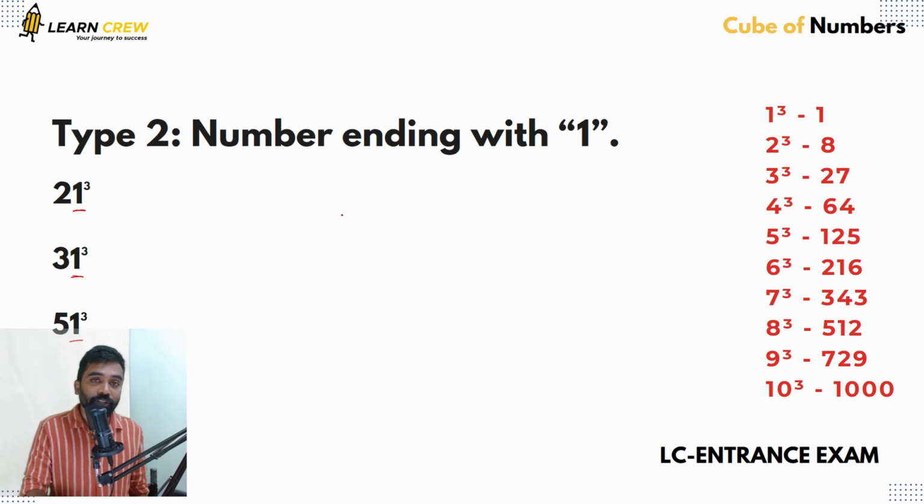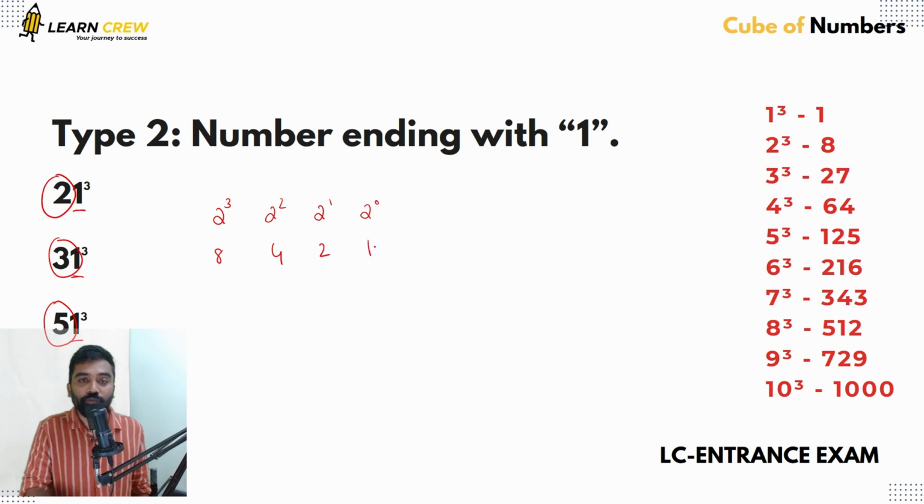In the earlier one, we started from 2 power 0, we went up to 2 power 3 or whichever number we had. Here we are going to start from 2 power 3 and go up to 2 power 0. Here the first number is 231. So it starts with 2 power 3, 2 power 2, 2 power 1, 2 power 0. This can be written as 8, 4, 2, 1.